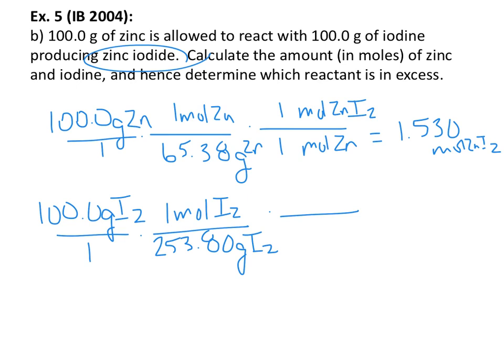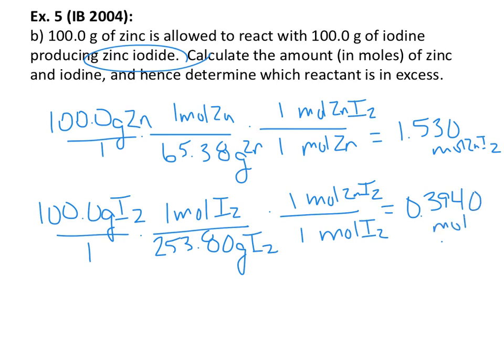And then again with the mole ratio, yes, it's 1 to 1, but I'm still going to show it. So mole of I2 on the bottom and mole of ZnI2 on top, 1 to 1 ratio. So when I do 100 divided by 253, I get a much smaller number, 0.3940 moles of the ZnI2. So those are my two options.